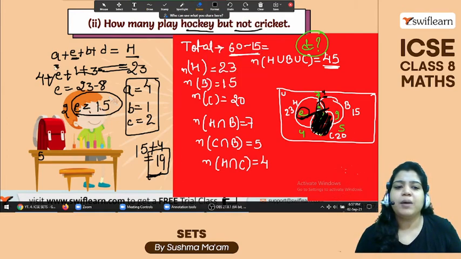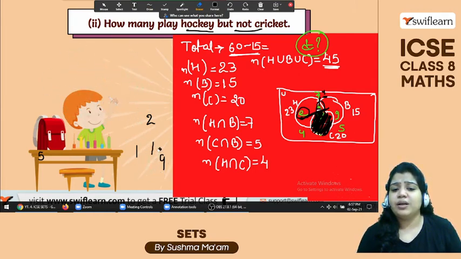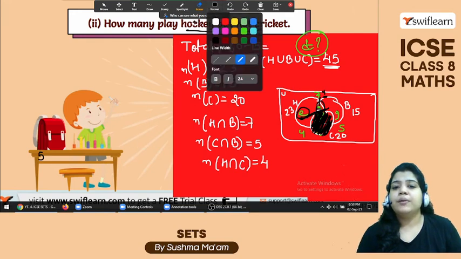I hope this part is clear. So we just use this Venn diagram to solve our difficult question.